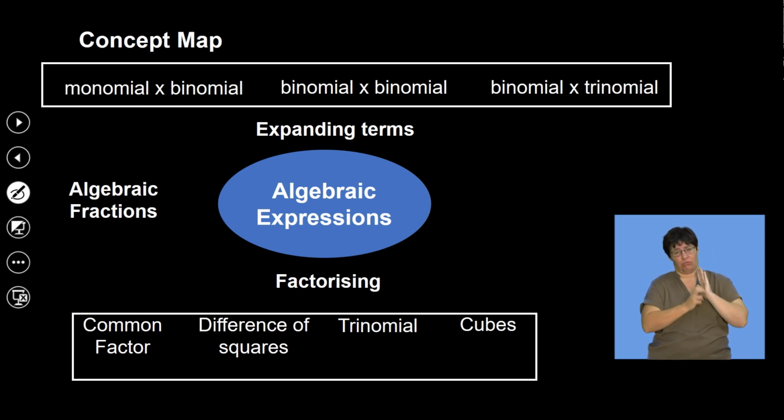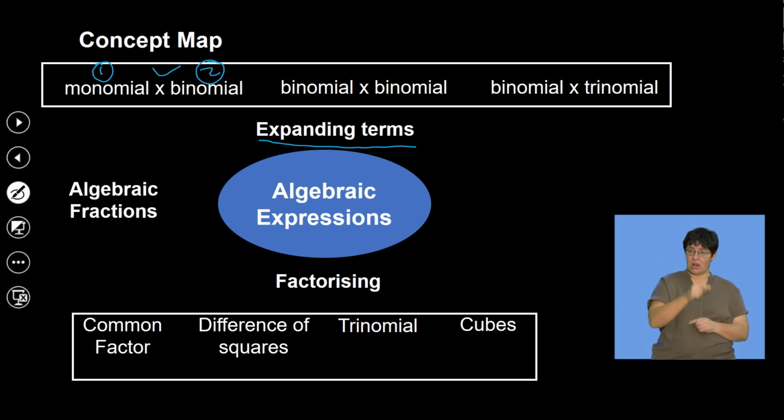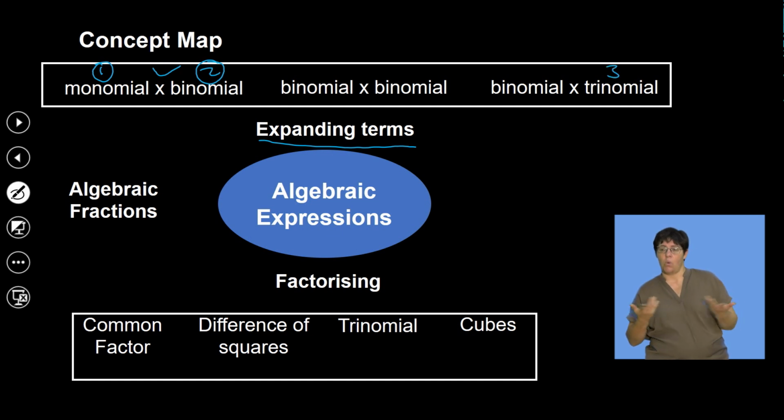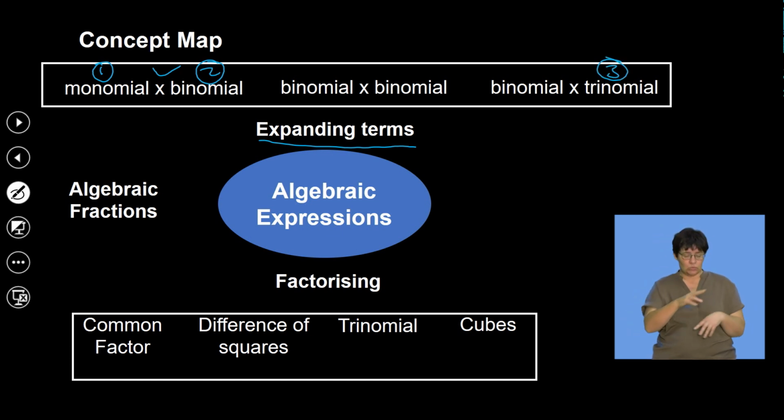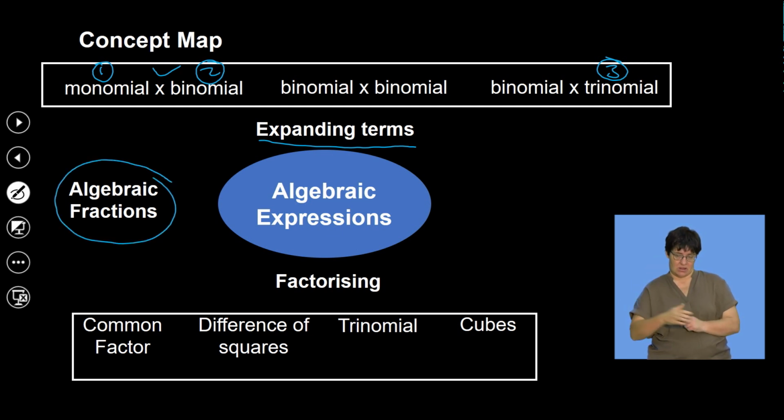So what we then have here is we're going to talk about expanding terms. With the expanding terms, it will be a monomial with a binomial. Remember, monomial is 1 term, binomial is 2 terms, and then a binomial and a binomial, and then lastly a binomial and a trinomial. And trinomial, you know, it's 3 terms. We're also going to look at some algebraic fractions. That has to do with finding the LCM or the LCD and trying to then simplify those.